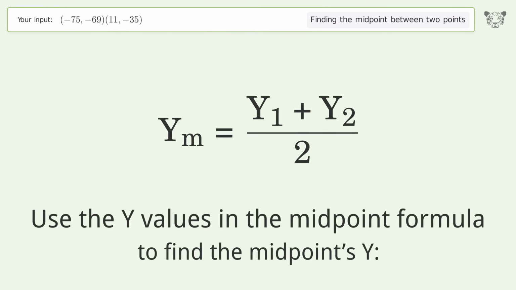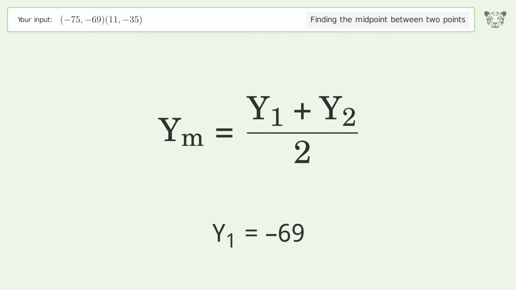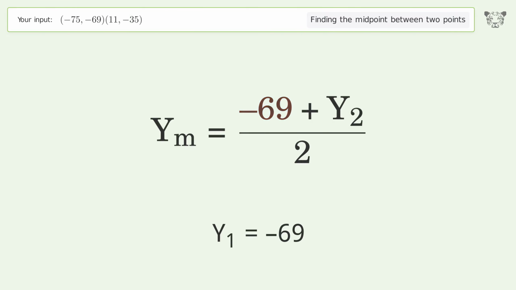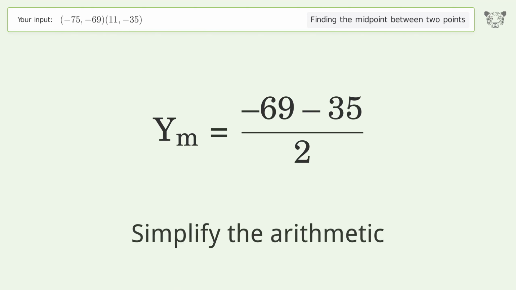Use the y values in the midpoint formula to find the midpoint's y. y1 equals -69. y2 equals -35. Simplify the arithmetic.